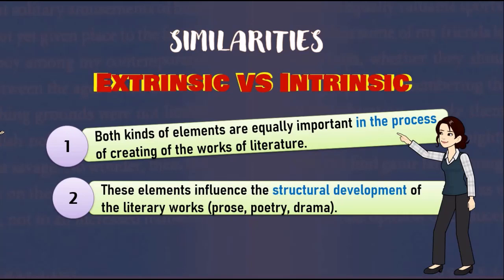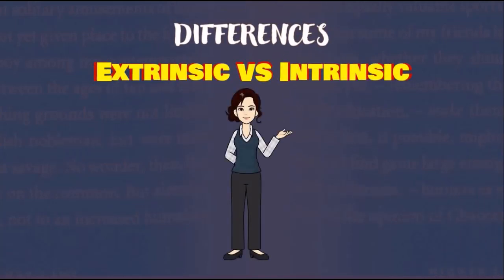So although the writer wants to reject the idea, saying that he is not influenced by anything surrounding him when writing or when creating these works, that is impossible. There must be some kind of influence to a certain degree. Alright, so these two are the similarities. Now we move on to the differences between these extrinsic and intrinsic elements. So here I will discuss three differences.